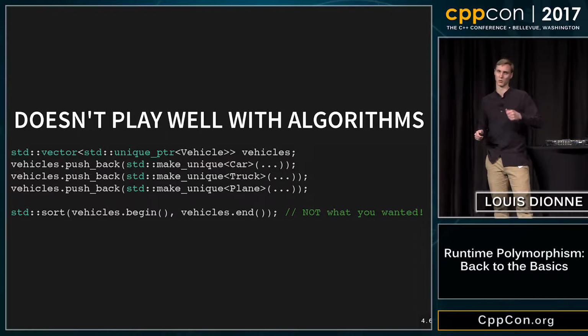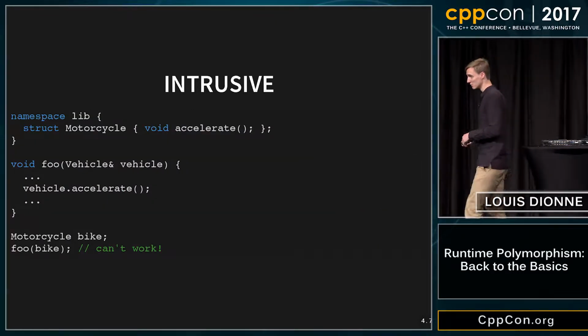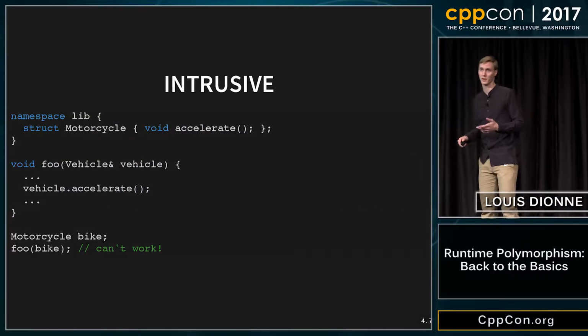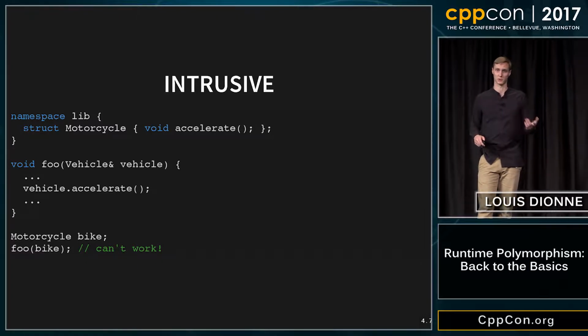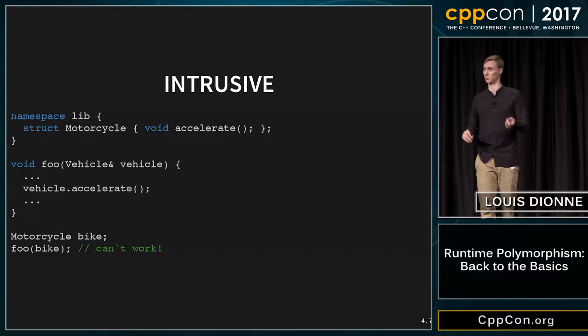So everything becomes a little more complicated when you start using pointers to indirect through everything. It's also intrusive. If I have a third-party library or a fundamental type, and I want it to satisfy my interface, I have no way of doing this with inheritance because I would need to reopen the type and add a base class to it. And that's very intrusive, so I can't do that.